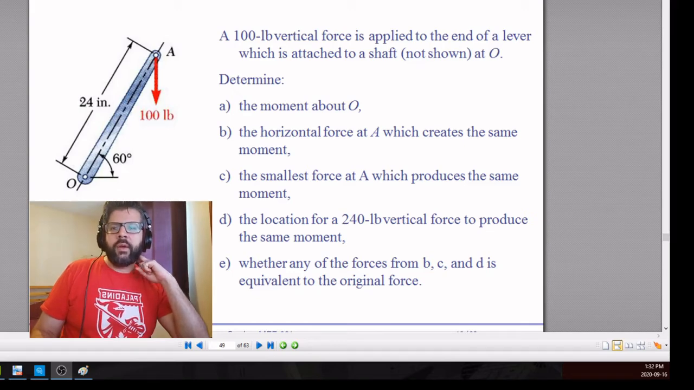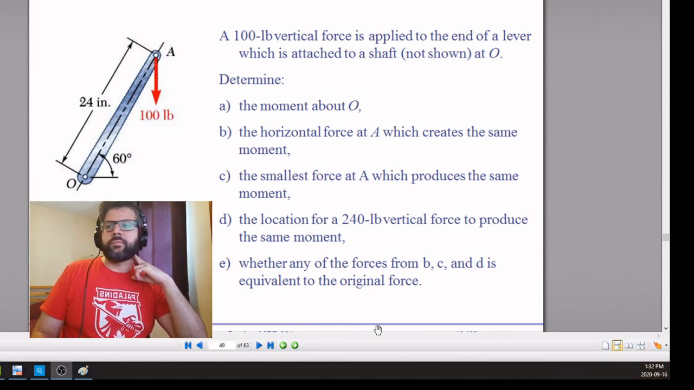Okay then, so how about we go ahead and look into a couple examples of how to calculate your moments. So in this instance here, we've got this lever attached to the shaft at O. The idea here is we're applying some sort of force at the end of this lever in order to cause rotation of that shaft.